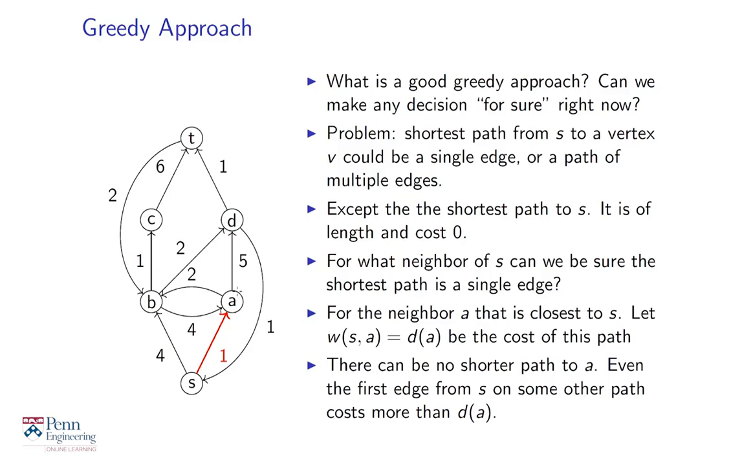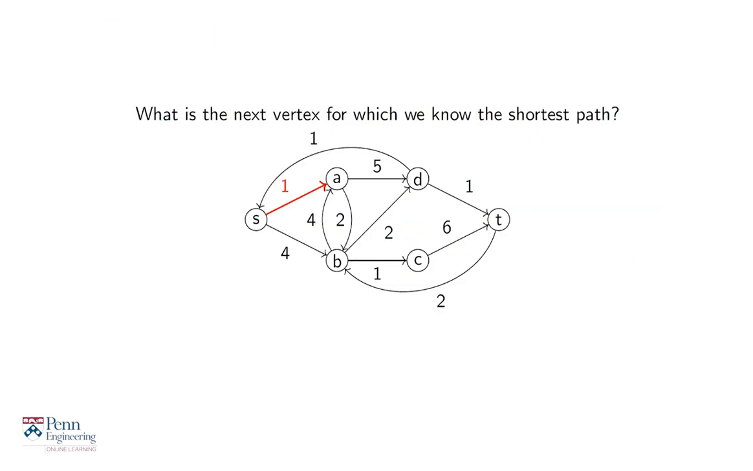So we can say that the distance from S to A is exactly D of A, which is the weight of the SA edge, which is 1 in this case. Okay, so the bottom line is that you can make a greedy decision about that neighbor of S which is closest to it. We can definitely say that the shortest path to that neighbor is the direct edge from S to that neighbor. Again, this only applies if all edge weights are positive. So now we've got the shortest path from S to A marked in red here.